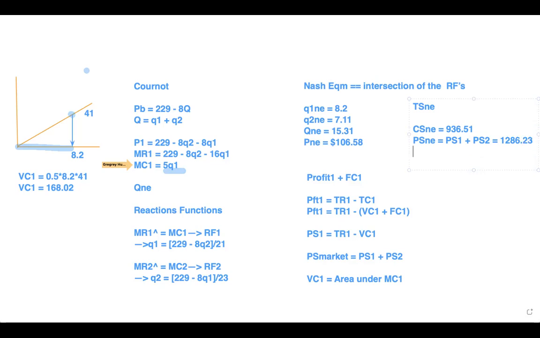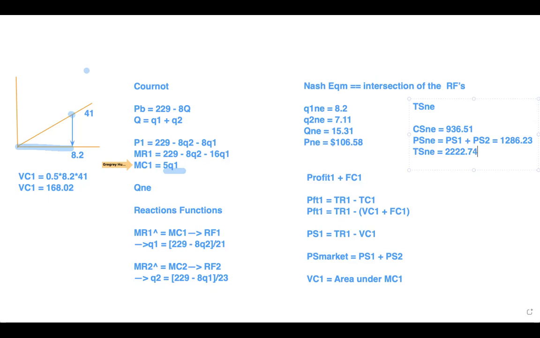And then our total surplus under Nash equilibrium would be the sum of those two. You want to give me that one? It's just the sum of those two. I got 2,222.74.